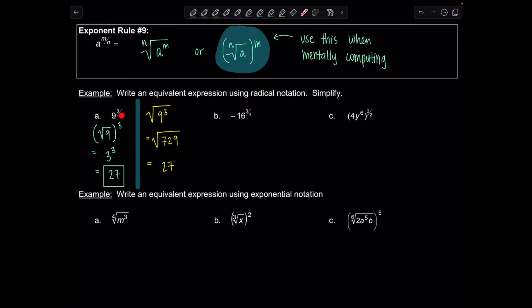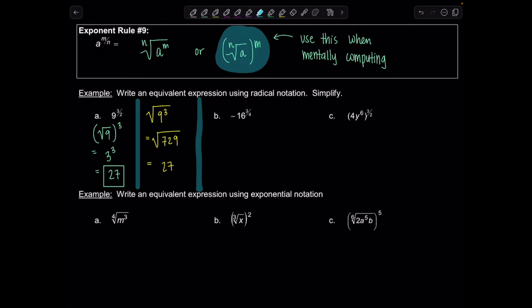It's always easier to take the root and make the base smaller and then raise it to the numerator and then make it bigger, instead of making it bigger first and then trying to figure out whatever root it is, okay? So that's why I recommend that you use this version here. And I'll use that for the rest of the examples. I won't do both ways for all of them anymore, okay?